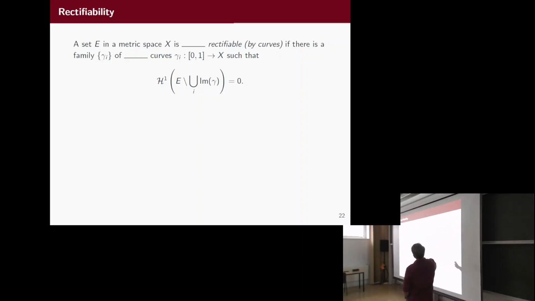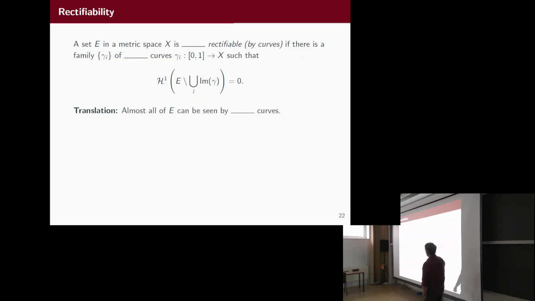A set in a metric space is something rectifiable by curves if there is a family of that kind of curves such that the one-dimensional Hausdorff measure of your set E, after throwing out the images of all those curves that you just drew, had better be 0. So fill in the blank with some nice property. For metric spaces, usually we talk about Lipschitz rectifiability, right? Because Lipschitz is the natural thing. That's the natural family of curves to talk about in metric spaces.